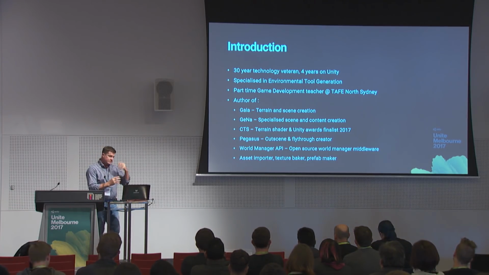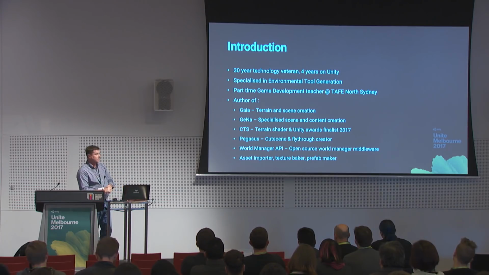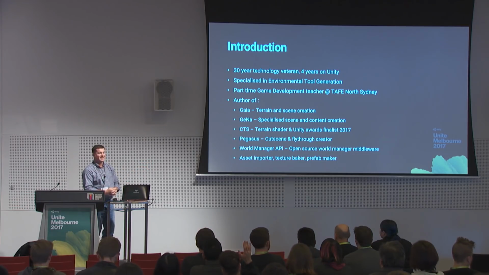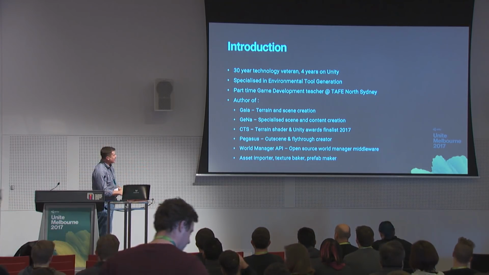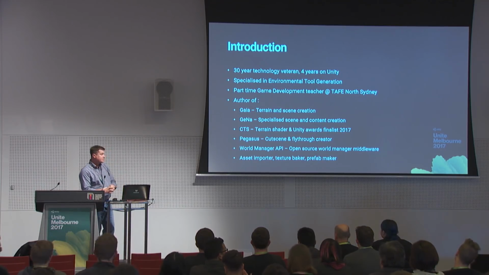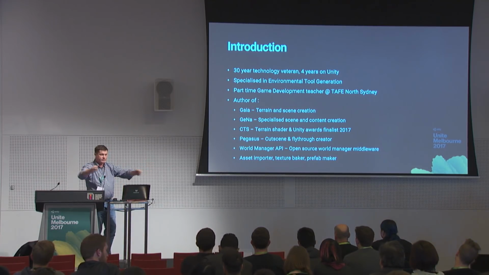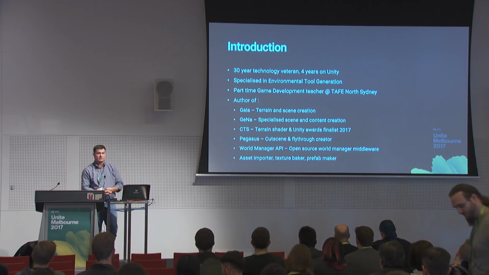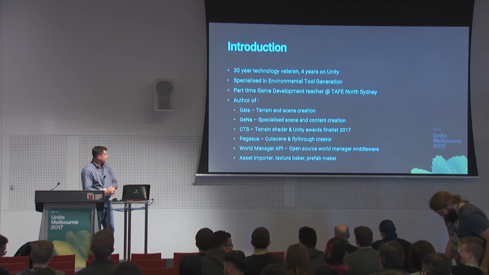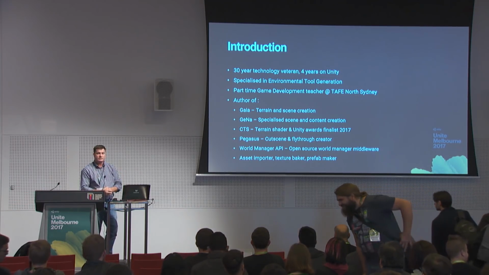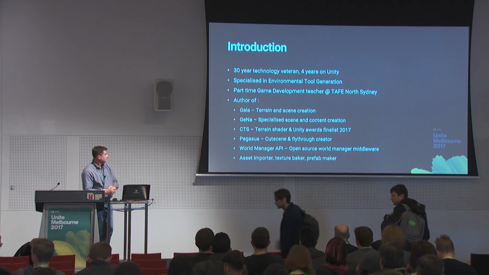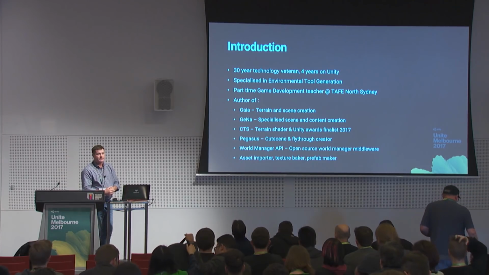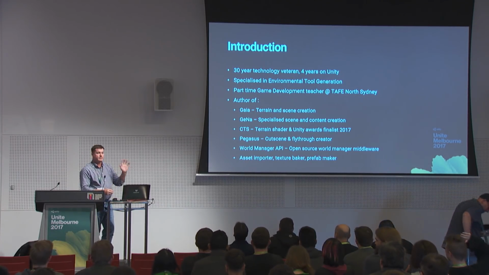In terms of my creds in this space at least, I created Gaia. Has anybody not heard of Gaia? Good, you've all heard of it. I also created GeNa. So Gaia is like your big, broad paintbrush. GeNa is more of the fine, it's like the touch-up brush where you're doing organic spawning. CTS, created with a Polish guy, and we were just recently a finalist in the Unity Awards. That's a terrain shader.